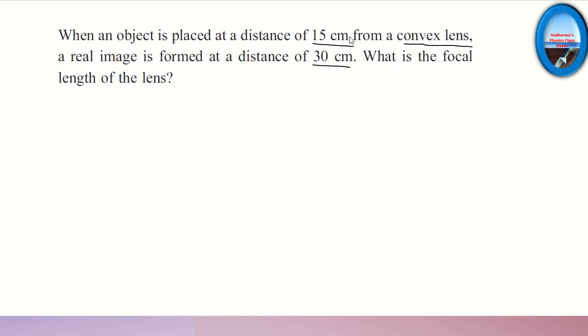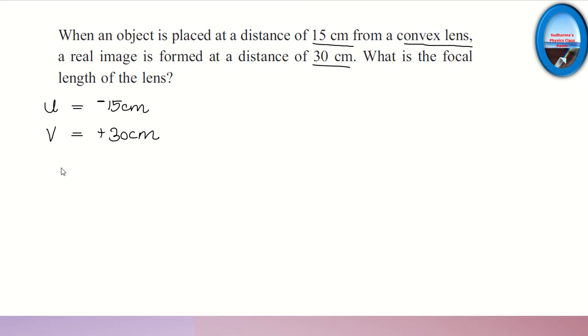When an object is placed at a distance of 15 centimeter, object distance is u, that is equal to 15 centimeter. Now comes the sign. It is object distance. Object has to be kept on the left side, so object distance is always negative. So u is equal to minus 15 centimeter, and it is a convex lens. A real image is formed at a distance of 30 centimeter. If it is a real image for a convex lens, we know that it will be formed on the right side of the lens. So v is plus 30 centimeters.